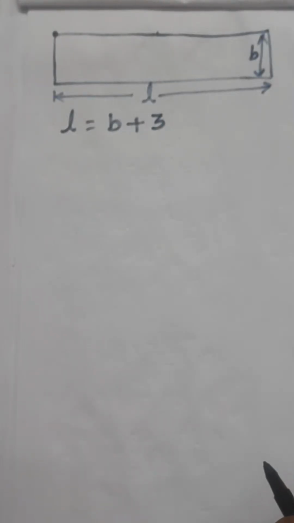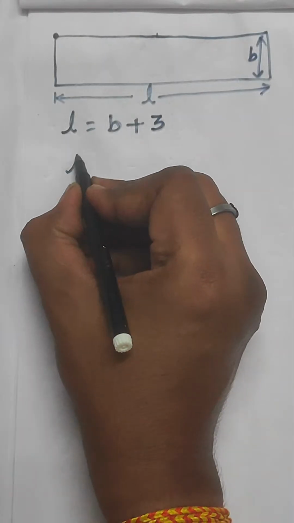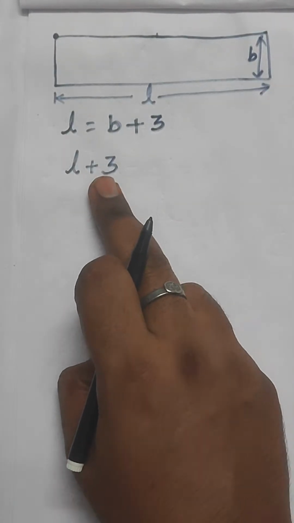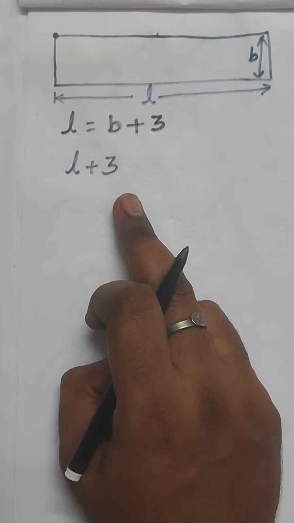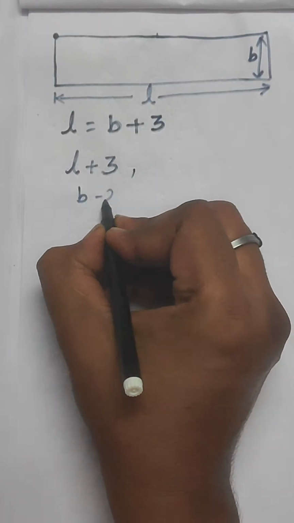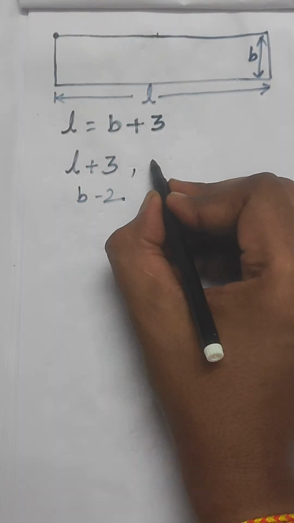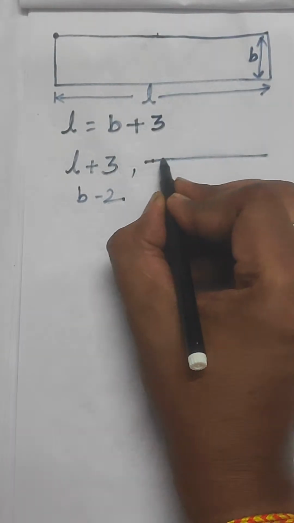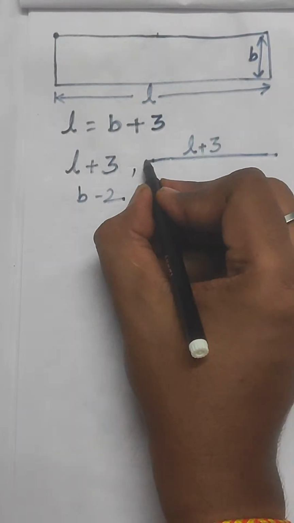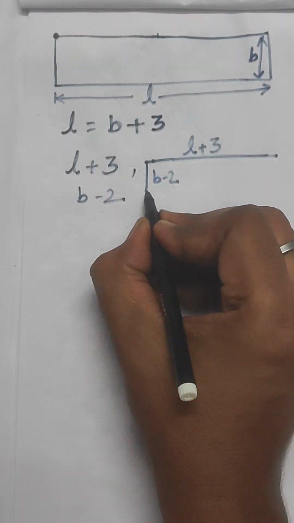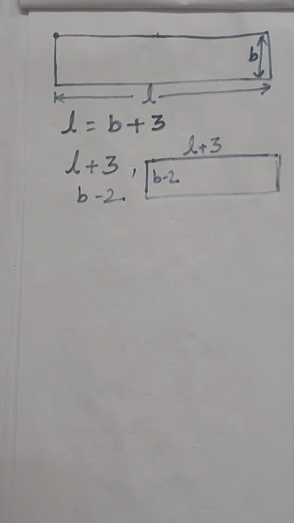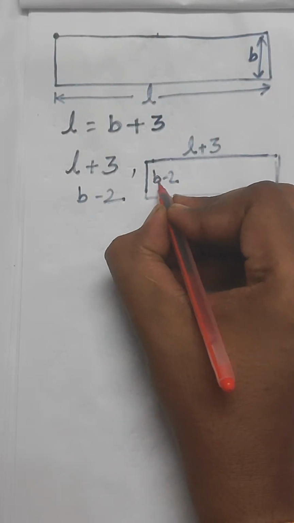And if the length is increased by 3 meters, increased means added, and the breadth is decreased by 2 meters, then definitely the new room which will be formed will have the length L plus 3 and the breadth B minus 2. So this new room will be formed.